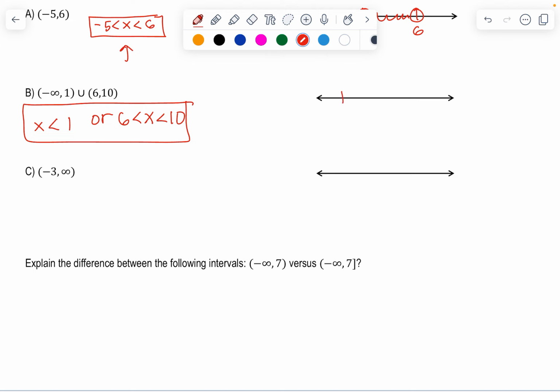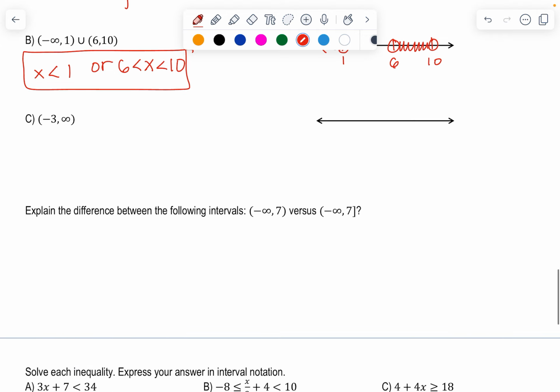And then on a number line, we're going to do the 1, the 6, and the 10. We're not including any of those, so open points for all of them. The first one says less than 1, so that's this way. The second one says in between 6 and 10. Last one here, this is -3 through infinity, so it's x values that are greater than -3. On a number line, we have the -3, not including it, and then all values greater than that.